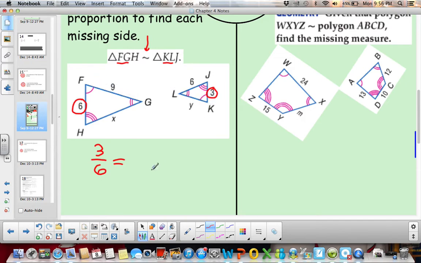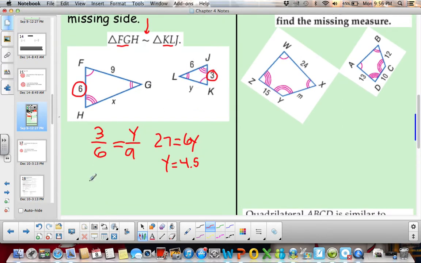FG corresponds with LK. So I'm going to put y on the top because that's my smaller triangle, and then 9 on the bottom. And now we solve this just like a proportion. So 3 times 9 is 27 equals 6y. And then we divide both sides by 6, and we get y equals 27 divided by 6 equals 4.5. And we would just say 4.5 units.